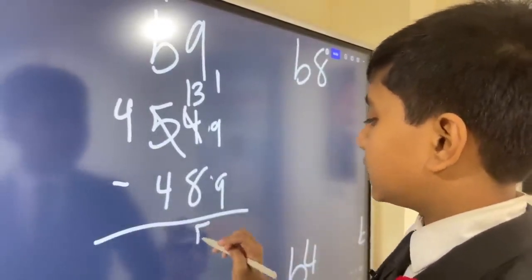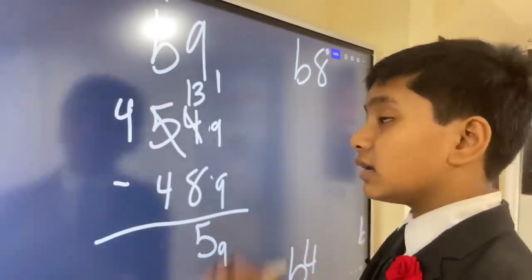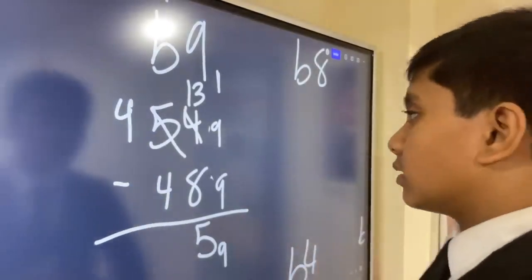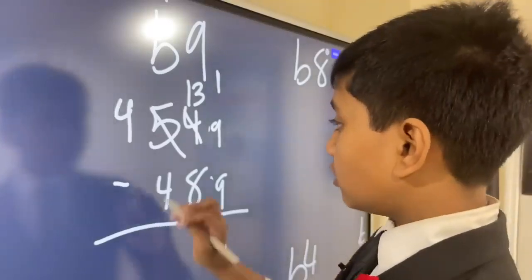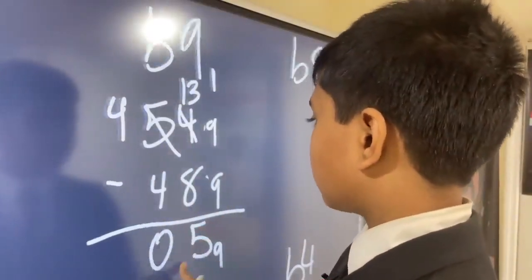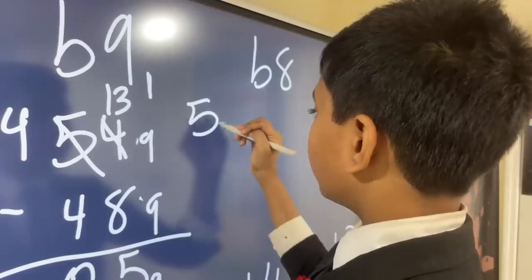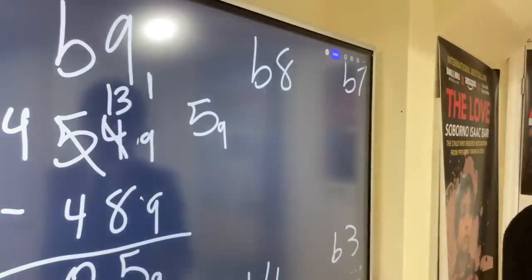13 minus 8 is 5. Now, not literally 13 if you want it to be technical, but that's how we're going to write it for ease. And 4 minus 4 is just 0. So we have 5, base 9, as our answer.